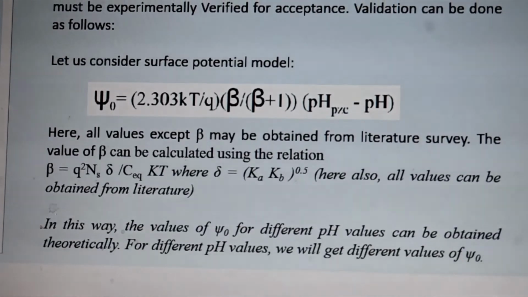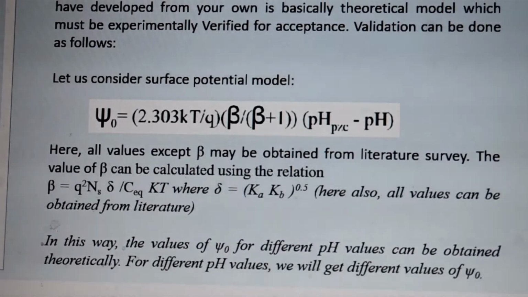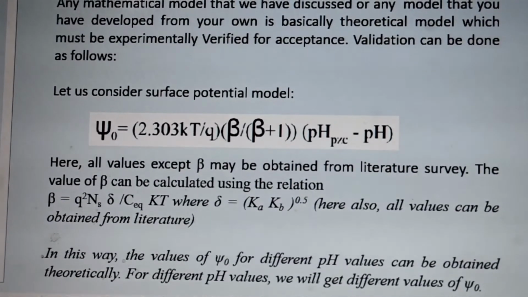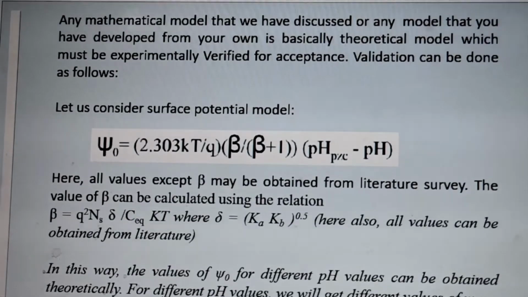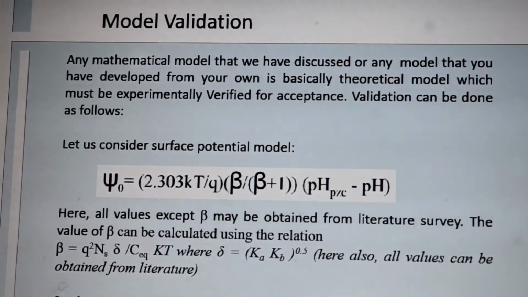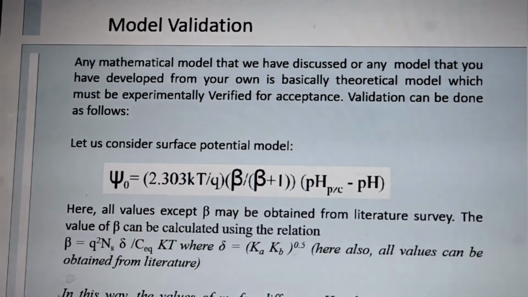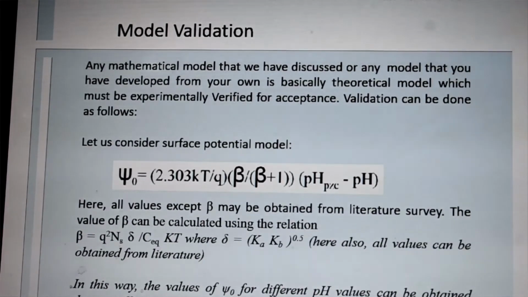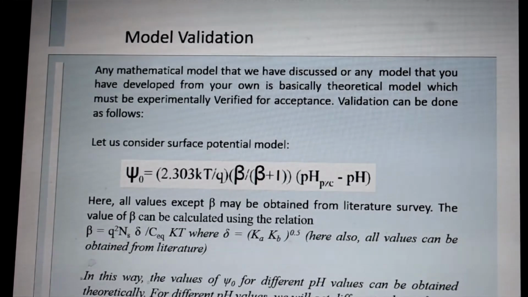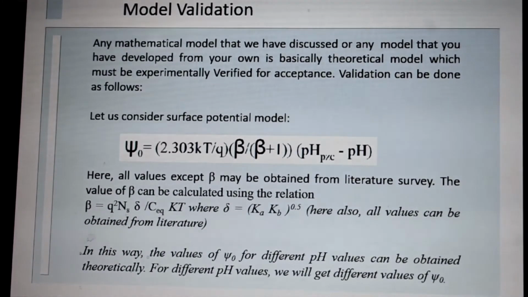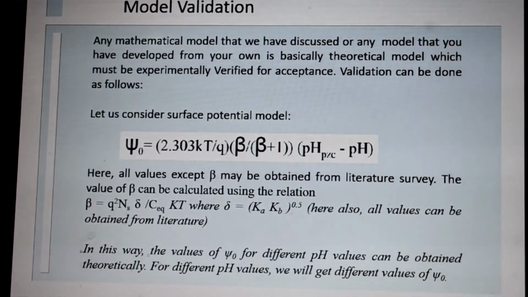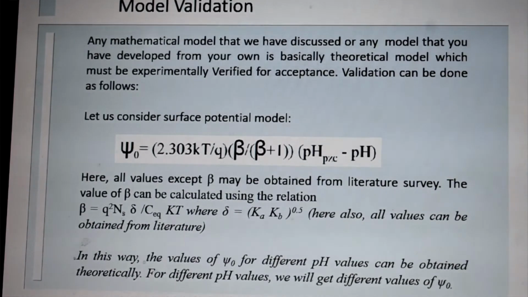Any mathematical model that we have discussed, or any model that you have developed, or are going to develop, is basically a theoretical model, because it is based on some sort of scientific theory, say, for example, physics theory. So after development, whether it is correct or incorrect, that must be experimentally verified for acceptance. This validation can be done as follows.